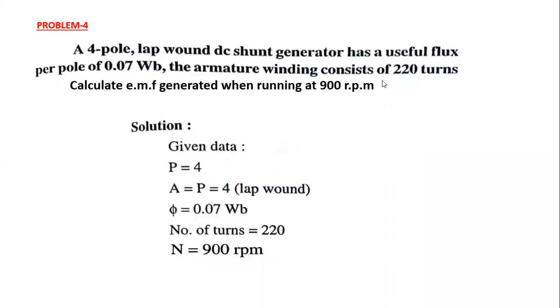The armature winding consists of 220 turns. In this problem, instead of conductors, we are giving the number of turns. The turns are 220 turns. Then calculate the EMF generated when running at 900 RPM. Therefore the speed is 900 RPM.